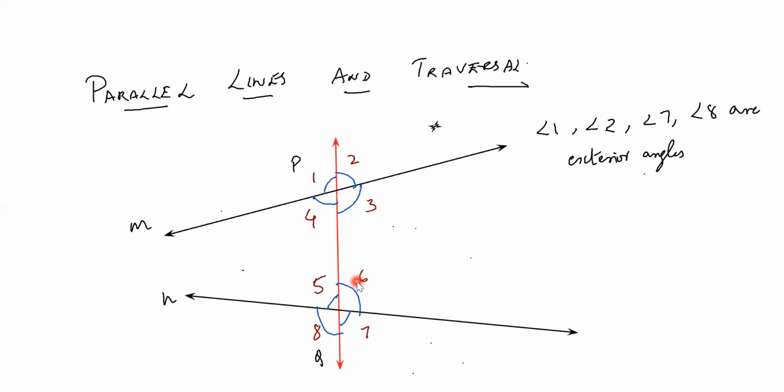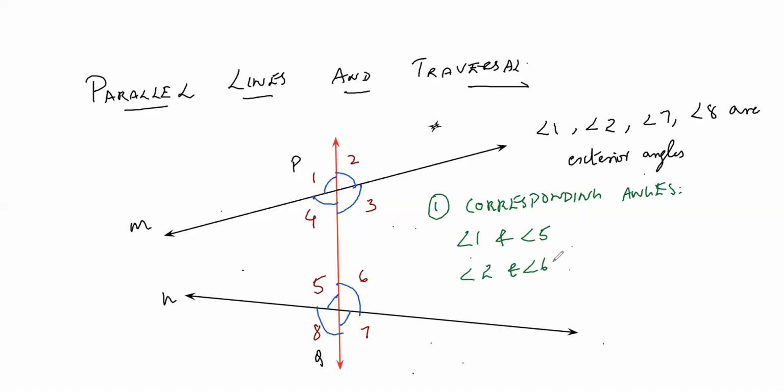Now what I'm going to write, listen to that very carefully. Very, very important for us. First one, corresponding angles. So angle 1 and angle 5. Next corresponding angle, angle 2 and angle 6. Next one, angle 4 and angle 8. Next one, angle 3 and angle 7. These are all what? My corresponding angles.